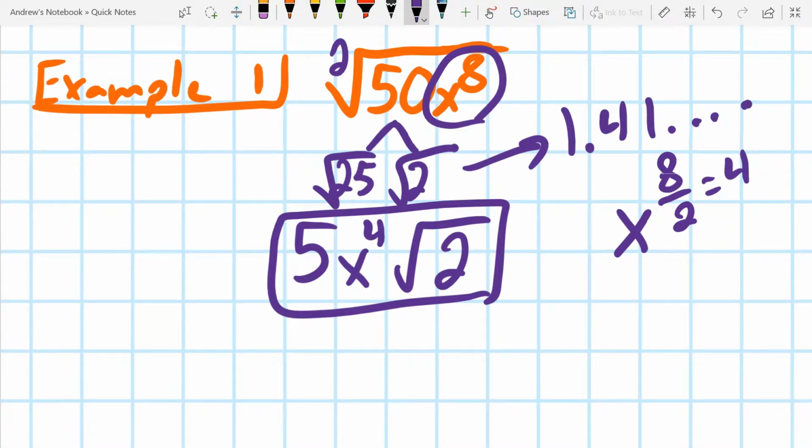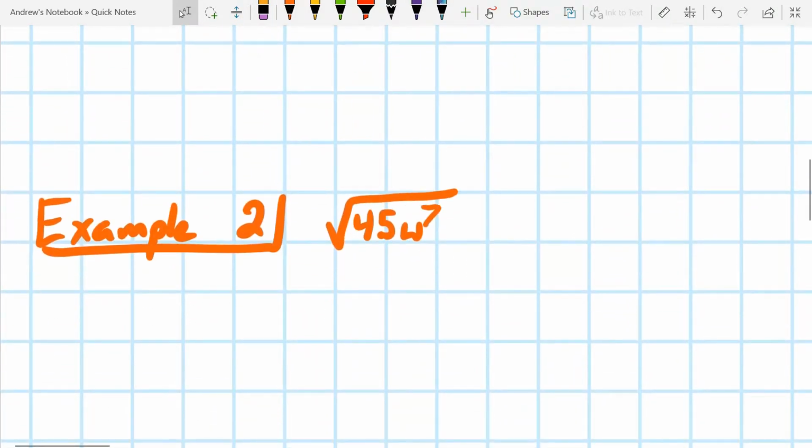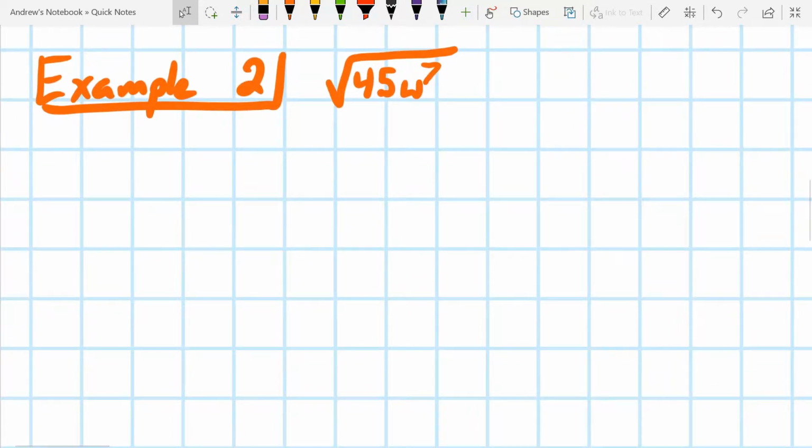Okay? This feels weird if you haven't done square roots before, but I encourage you to just practice a little bit, because it's not that hard of a skill to learn. It's just a little bit different. We like everything to come out nice and just a whole number, but that's not how this works today.